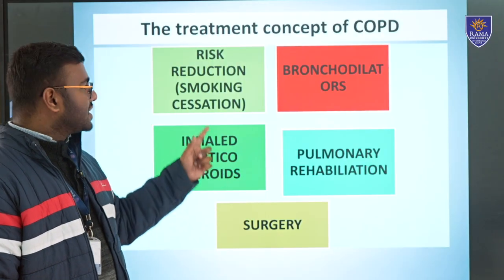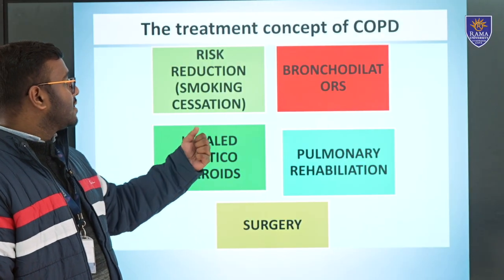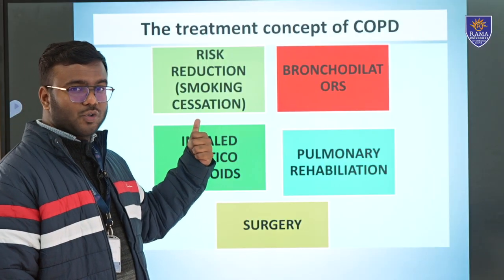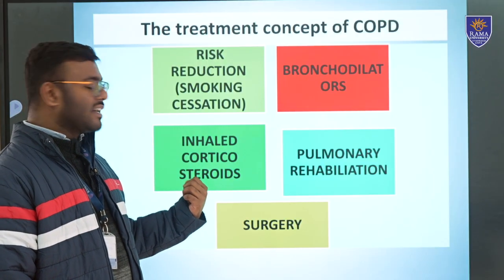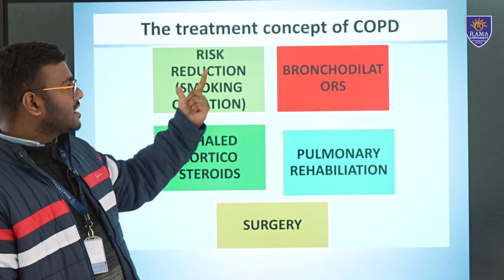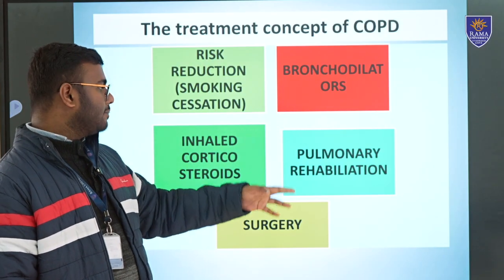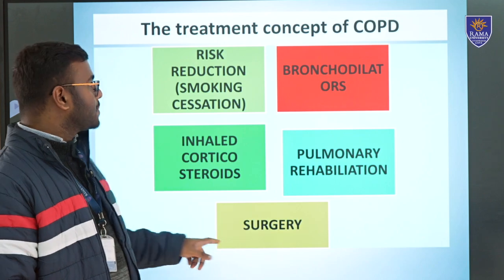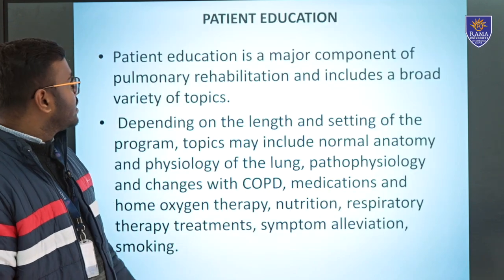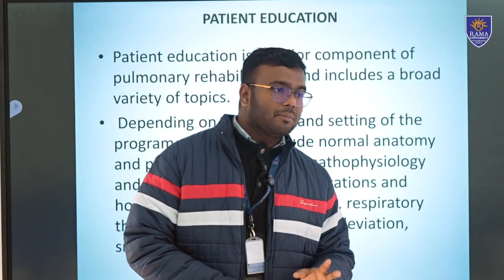As we know, this is the treatment chart. What we can do is, first we have to stop smoking, then inhalation of corticosteroids, bronchodilators, which we use like an MDI, pulmonary rehabilitation, and surgery. The last, patient education, is very important.